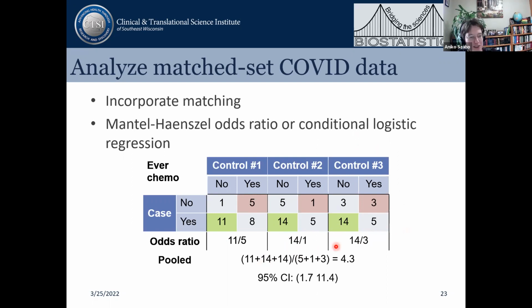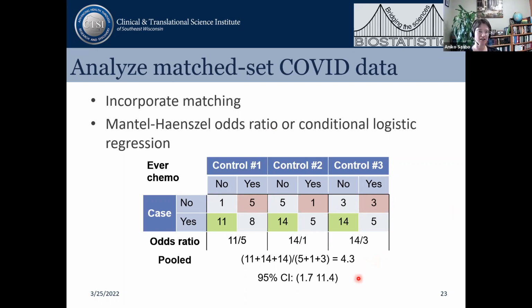These numbers by themselves are not very meaningful, but I could get an overall ratio, and essentially it would add up the numerators, 11 plus 14 plus 14, and add up the denominators, so all the green numbers over all the red numbers, and this is the odds ratio 4.3. This is the overall odds ratio called the Mantel-Haenszel odds ratio that's designed for this kind of setting. And it's pretty much the same as conditional logistic regression in this case. And it's 4.3, so we can get a confidence interval.